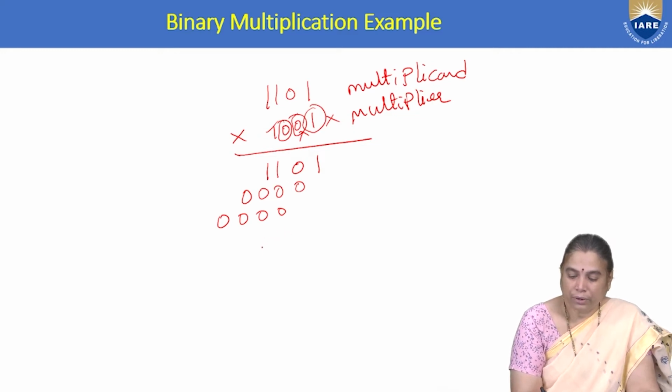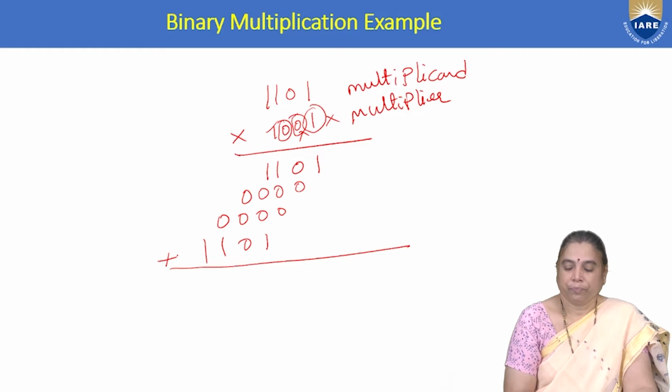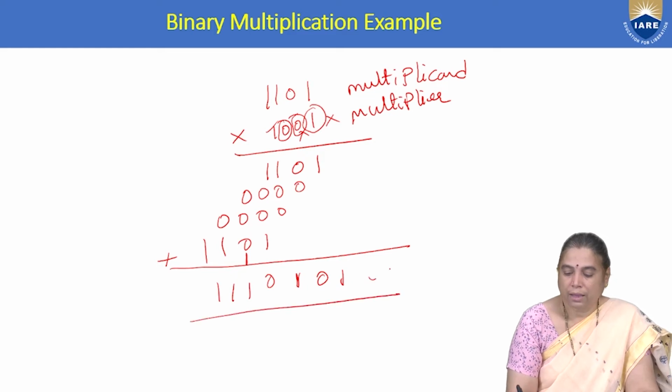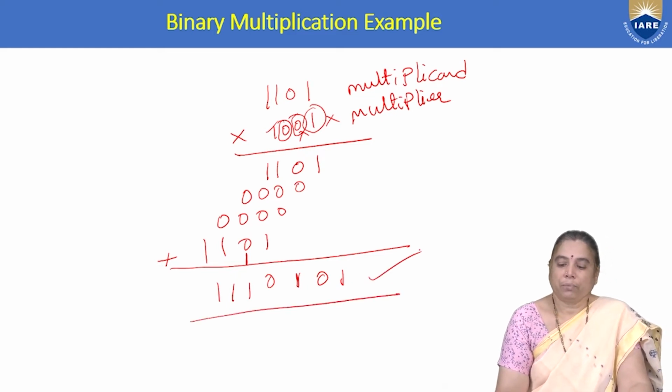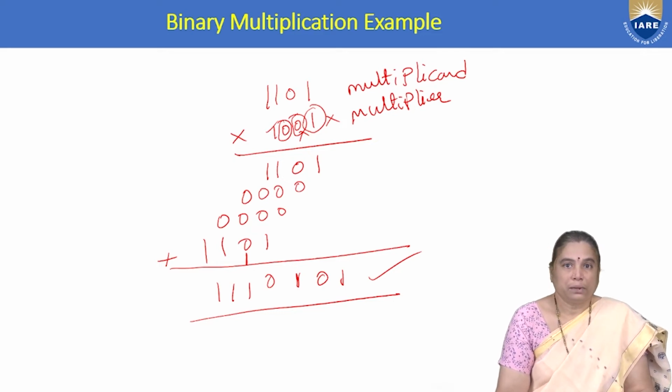So here we have to write the multiplicand. All these are the partial product terms. Then we have to perform the addition. So here 1, 0 plus 0, 0, 1, 0, 0, 1, gives 1, 1, 0 with a carry, 1, 1, 1, 1. So this is the result or the product term of the multiplicand and the multiplier. In this way, the binary multiplication can be performed. With this process, you can understand the operations involved in the binary multiplication.